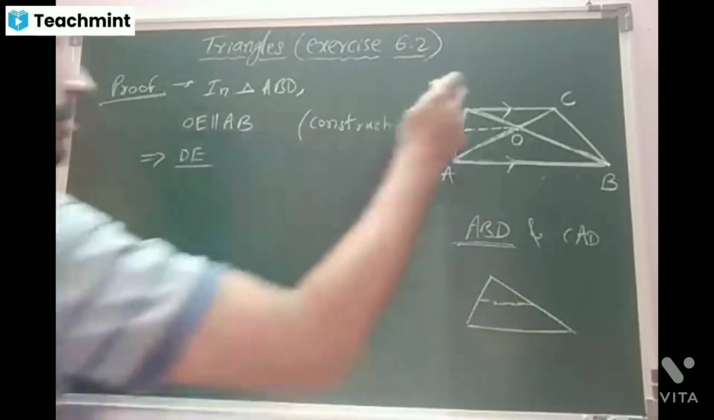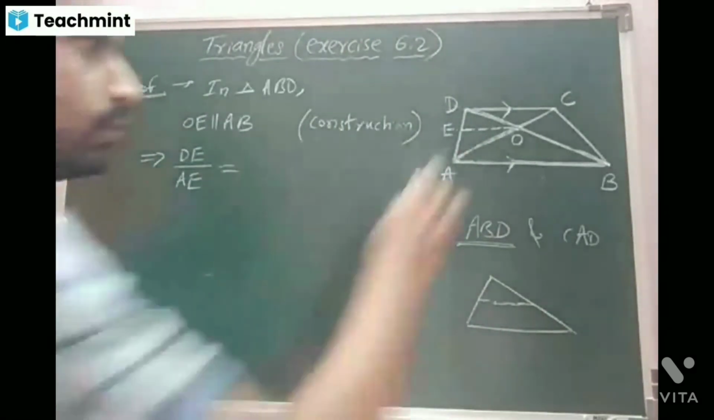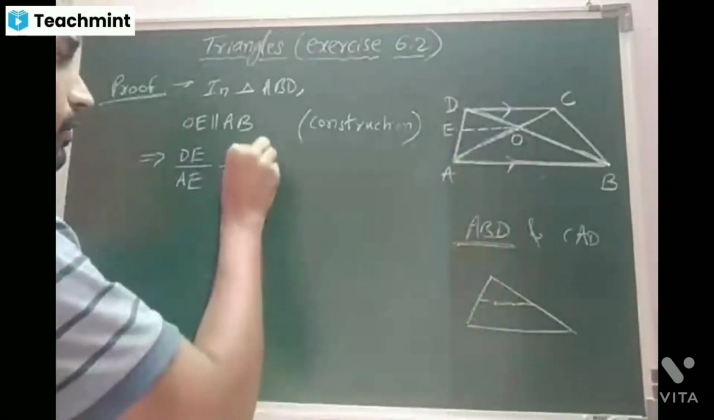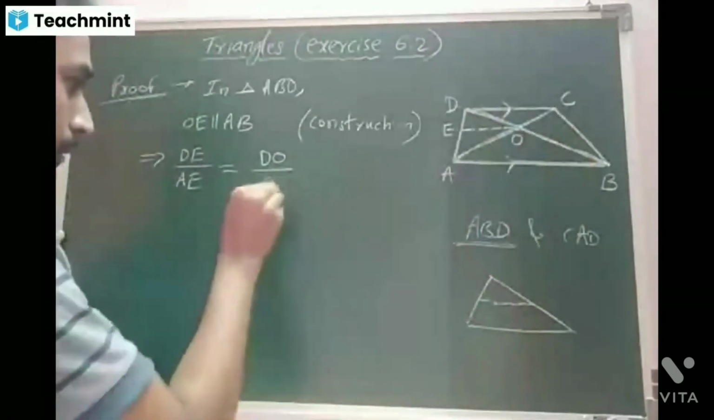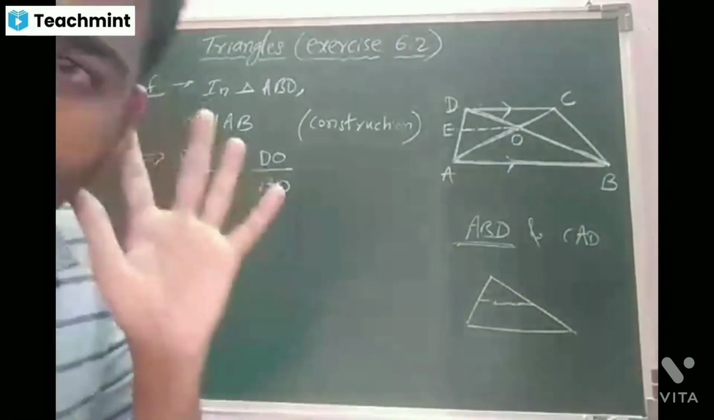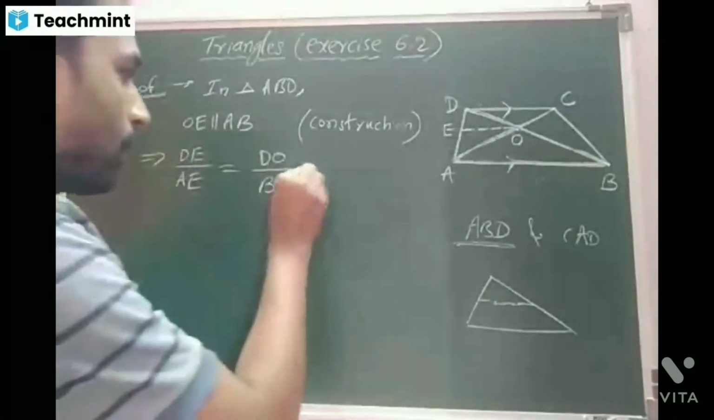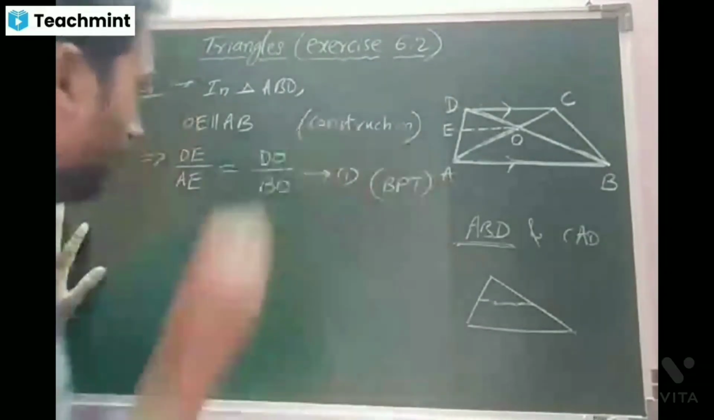This implies DE by AE is equal to DO by BO. Am I right, beta? Call it equation number 1, and the reason is BPT. Any doubt?